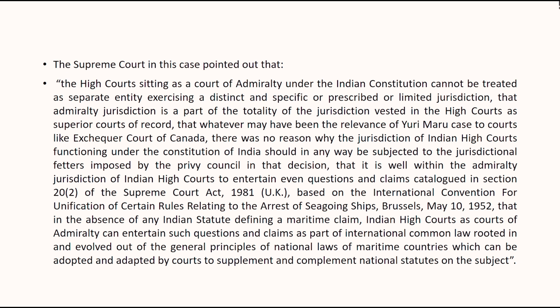That it is well within the admiralty jurisdiction of Indian high courts to entertain even questions and claims catalogued in section 20 clause 2 of the Supreme Courts Act 1981 of the UK, based on the International Convention for Unification of certain rules relating to the arrest of sea-going ships, Brussels, May 10, 1952, that in the absence of any Indian statute defining a maritime claim, Indian high courts as courts of admiralty can entertain such questions and claims as part of international common law, rooted in and evolved out of general principles of national laws of maritime countries, which can be adopted and adapted by courts to supplement and complement national statutes on the subject.